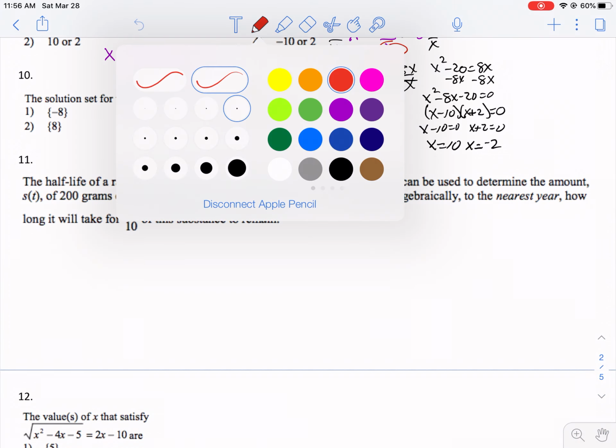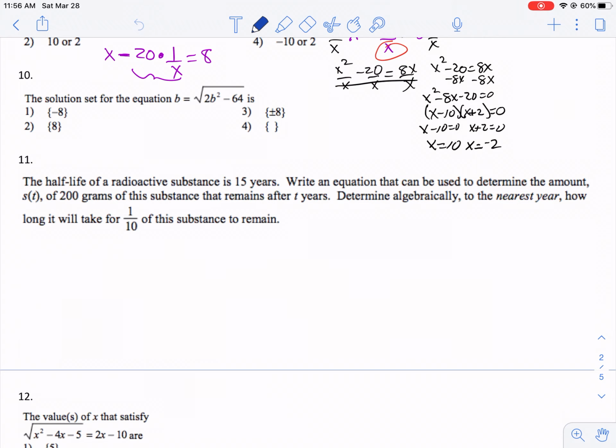Alright, this is Algebra 2, Solving Equations, Part 2. I'm going to do numbers 10 through 17. So number 10, the solution set for this equation. Now this is a multiple choice.